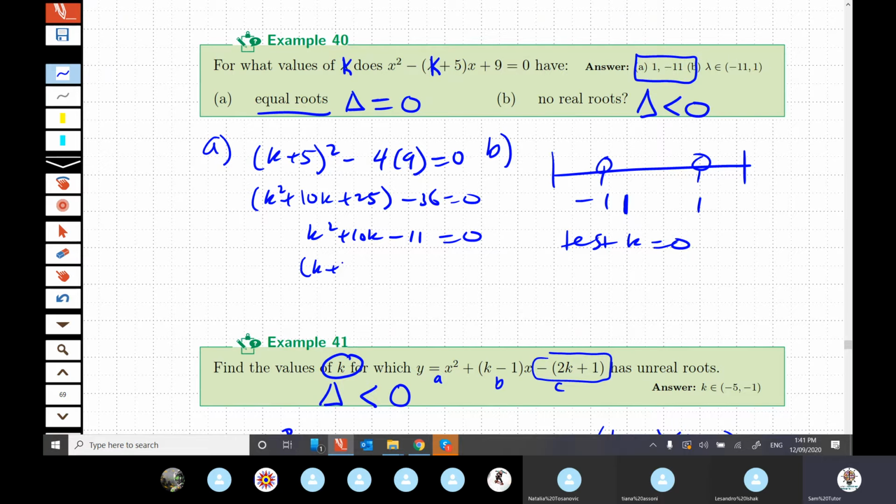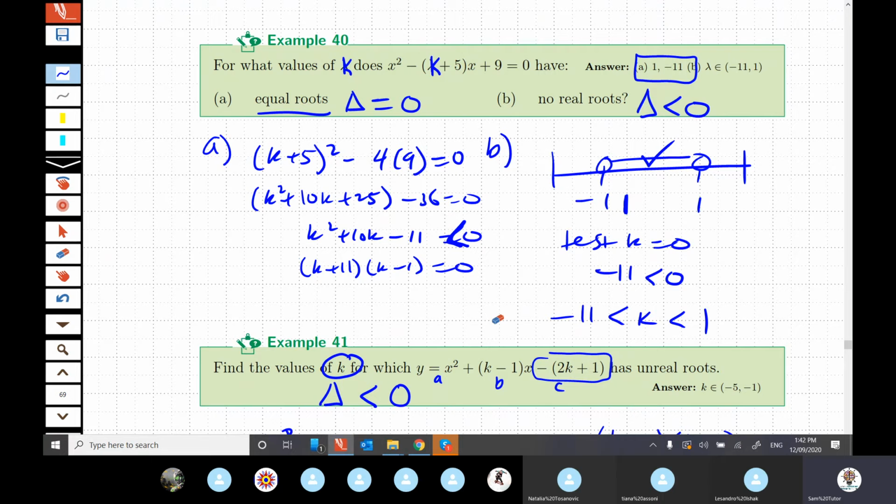That line there, you would sub in for less than 0 now, because it's not solving for equal to 0. So subbing k equals 0 into here, you will get -11. Is -11 smaller than 0? Yes, so that means 0, which is between these two, works. The answer is -11 less than k less than 1. You get that? No, I understand.